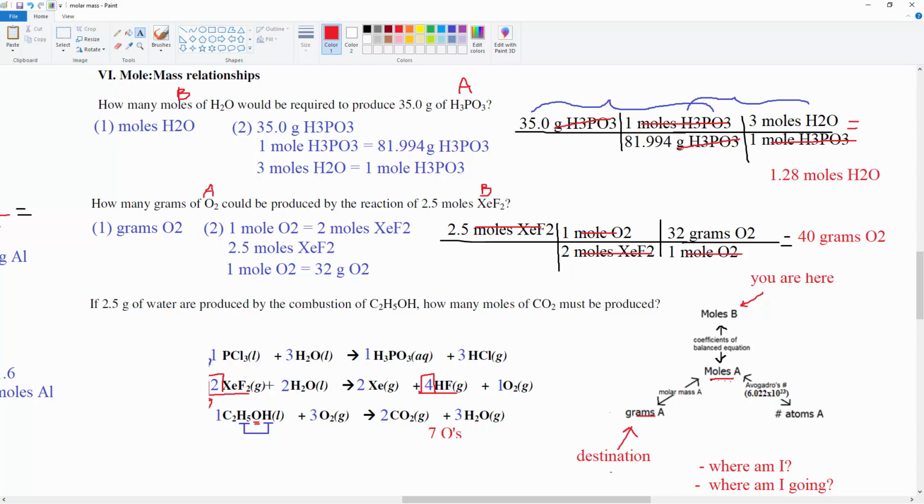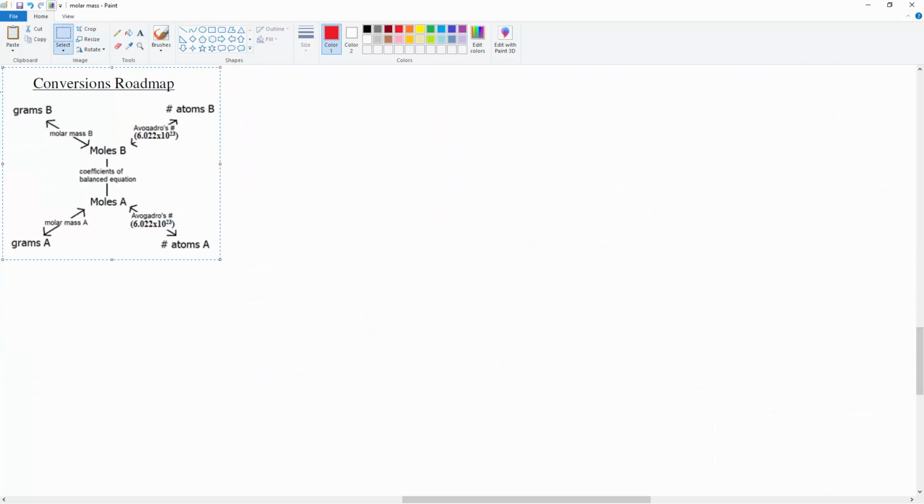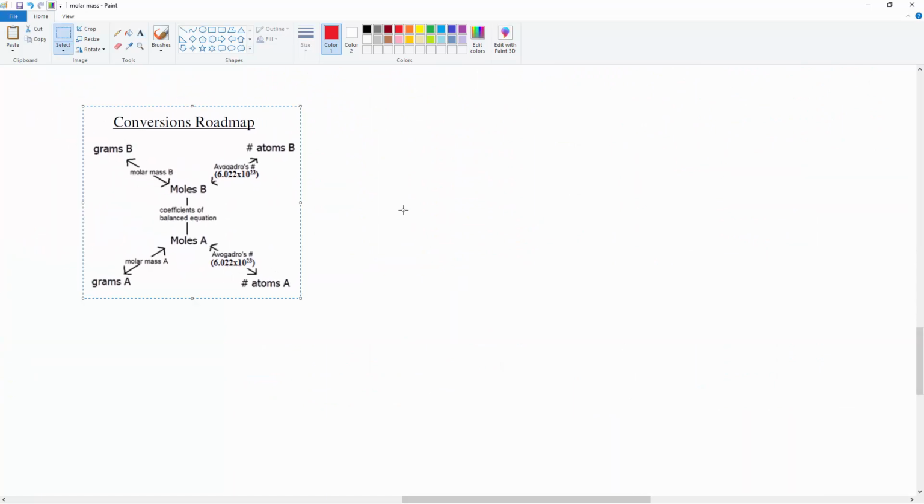Okay. So guys, we need to take it a step further. Because you know from moles of one thing, A, you could go to grams of something or atoms of something or moles of something else. But if moles can do all of these things, then guess what? These moles can also do all of those things. Okay, so here is our full conversions roadmap. This is what is on your exam sheet that you guys can use. Looks like this guy. He is your best friend.